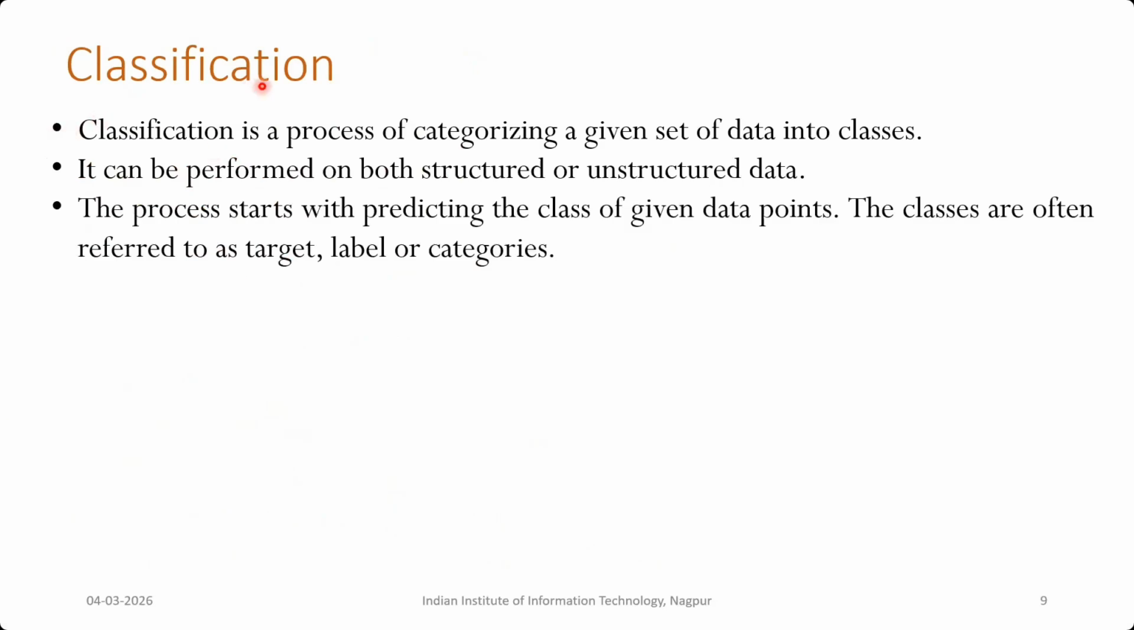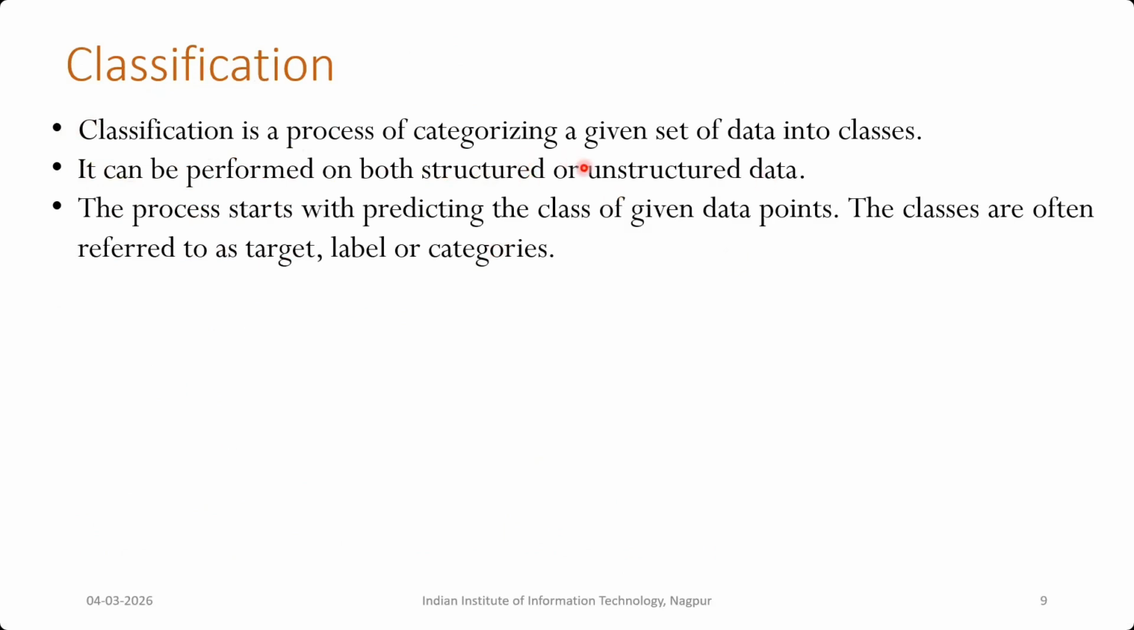In general, classification is the process of categorizing a given set of data into different classes. It can be two classes, or more than two classes. So in that case, it could be a multi-class classification or binary classification. This can be performed on both structured and unstructured data.